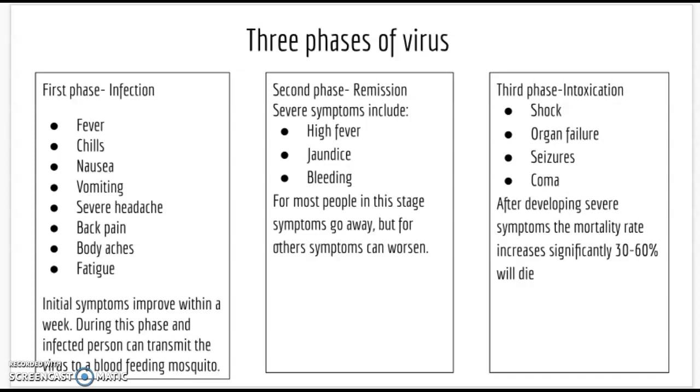If they don't improve within the week, that's when you enter the second phase, which is usually called remission. Severe symptoms of the second phase include high fever, jaundice, or bleeding. For most people, this is the phase where all their symptoms go away, but for others, it can worsen. Third phase is intoxication. This is where your body goes into shock and organ failure. Seizures and coma are also very common during this stage.